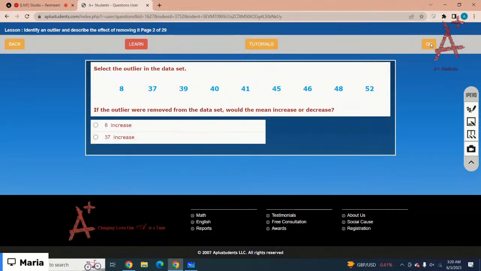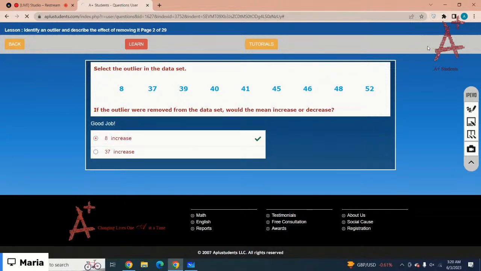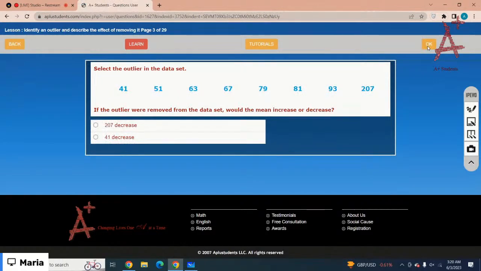Okay, select the outlier in the dataset. So which is the correct option? It is 8 is the outlier. Got it? If you remove the 8, the mean is increased. So it would be 8. If you remove a bigger value, then the mean would decrease. But if you are removing a smaller value, it would increase.